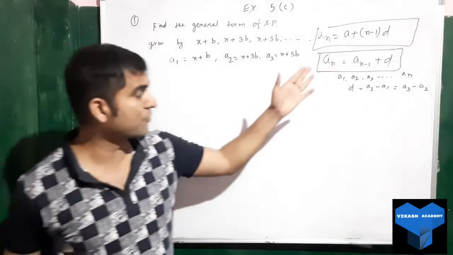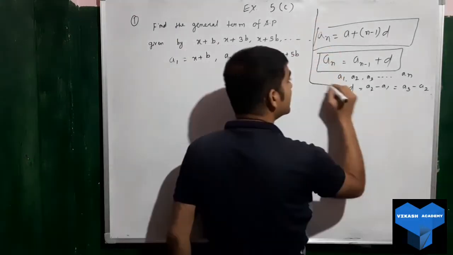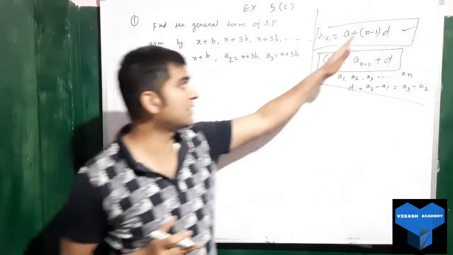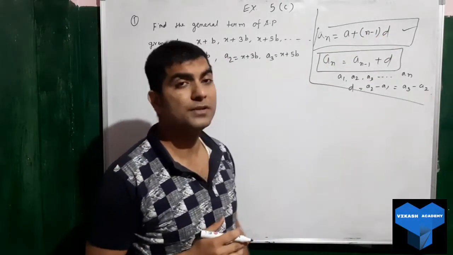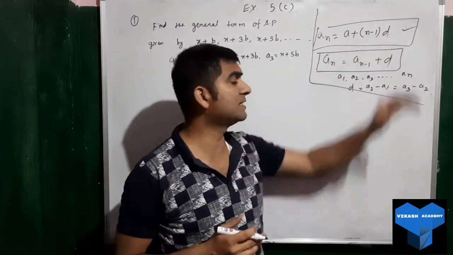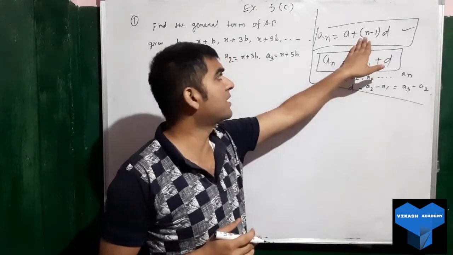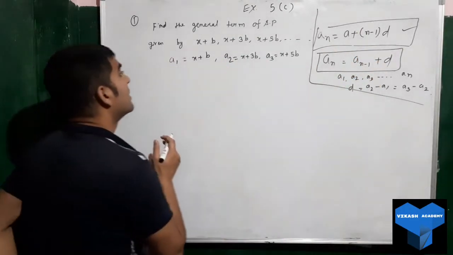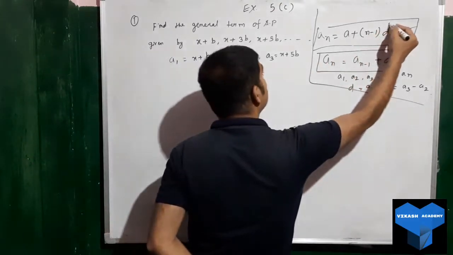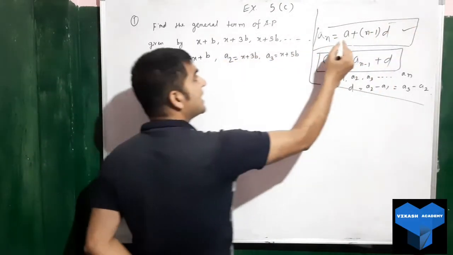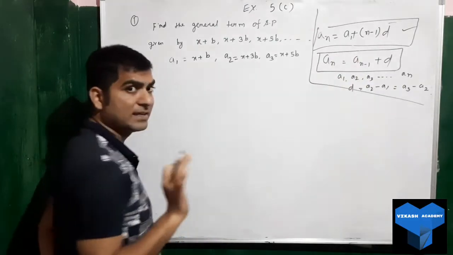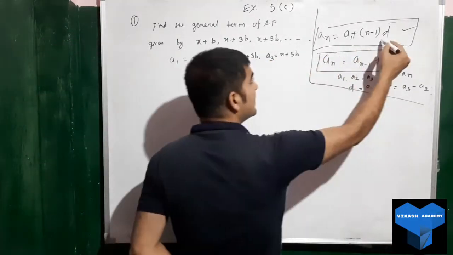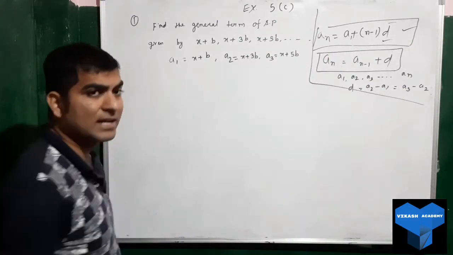For the general term, I hope you remember this formula. Yes, this formula we are going to apply: an is equal to a plus (n minus 1) into d. So a is the first term, d is the common difference, n is the number of terms, an is the last term. Now here we have the first term a1 or a. So a1 we got. What we need to find is d, then we will get our general term.